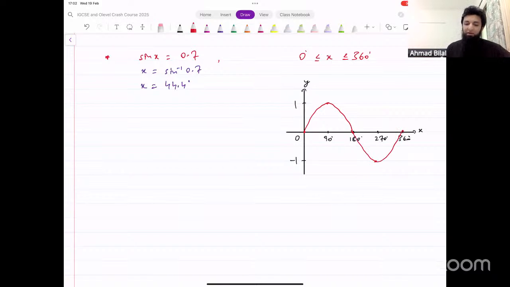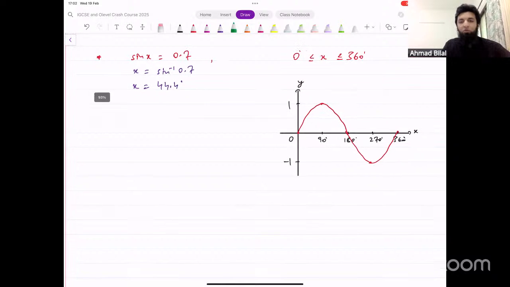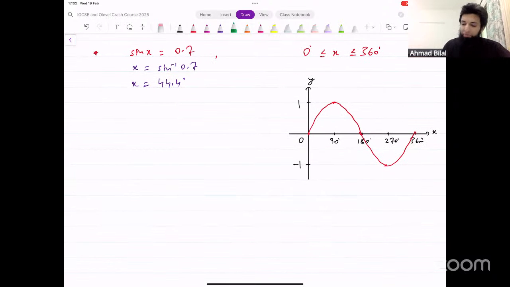Okay, this is the sine graph. One answer that we're getting is 44.4 degrees. Where is this going to be? This is going to be to the left of 90, right? Between 0 and 90. Let's mark that somewhere here. Let's say it's this point here. This is 44.4 degrees.